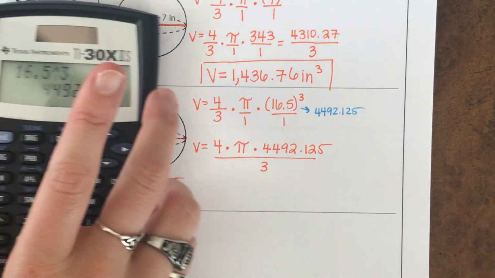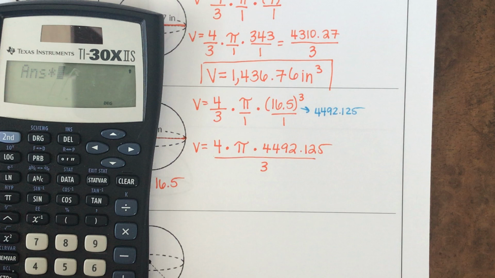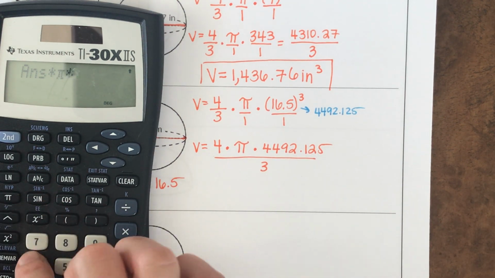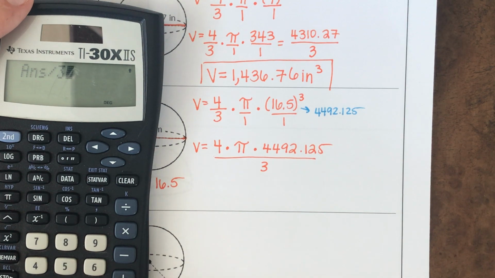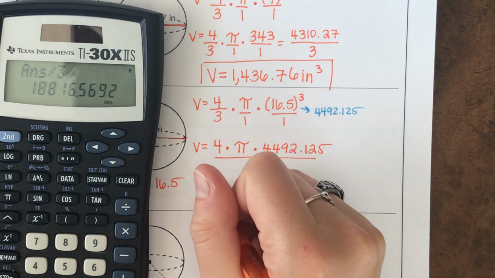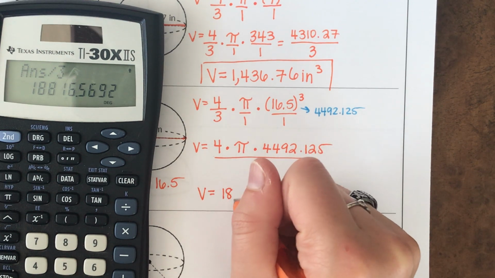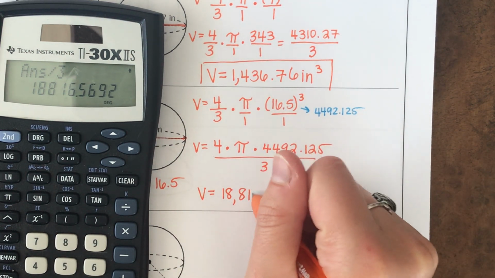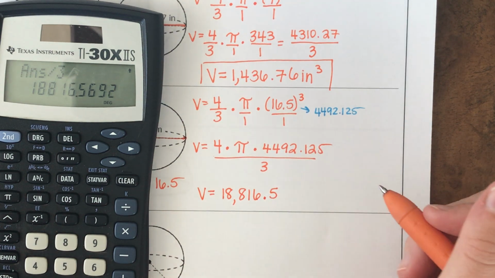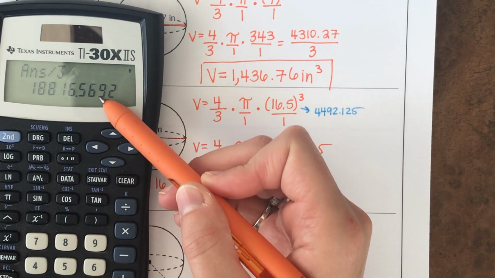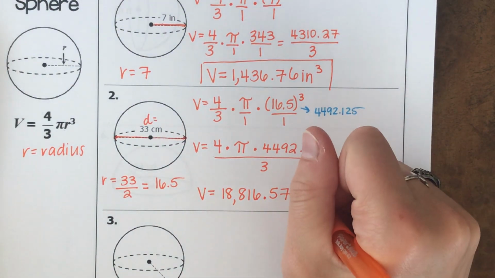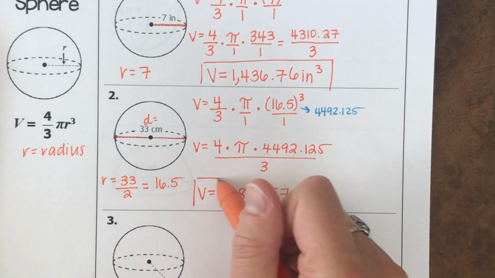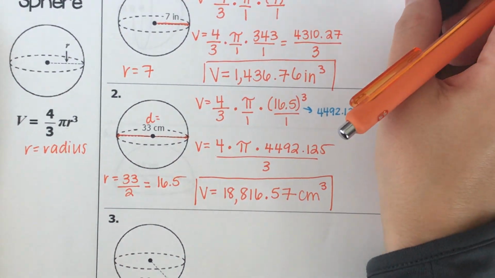Okay, so I take this number, I multiply it times pi times 4. I get a very, very big number. I'm not going to write that whole number down. I'm now going to take that and divide it by 3. So I get my final volume is 18,816.56.9, right? The 9 means you bump the 6 up to be a 7. And my label's centimeters cubed for volume. All right, not that difficult.